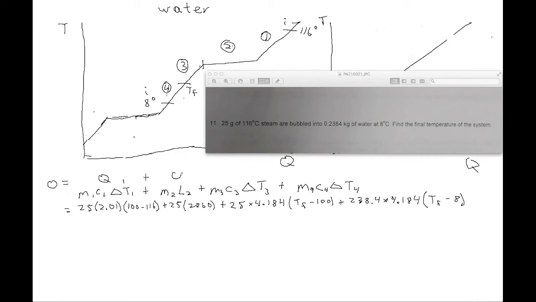So 25 times 2.01 times negative 16 is equal to negative 804, plus 25 times 2260, which is 56500, plus 25 times 4.184, that's equal to 104.6 times TF minus 100. And then 238.4 times 4.184, that's equal to 997.